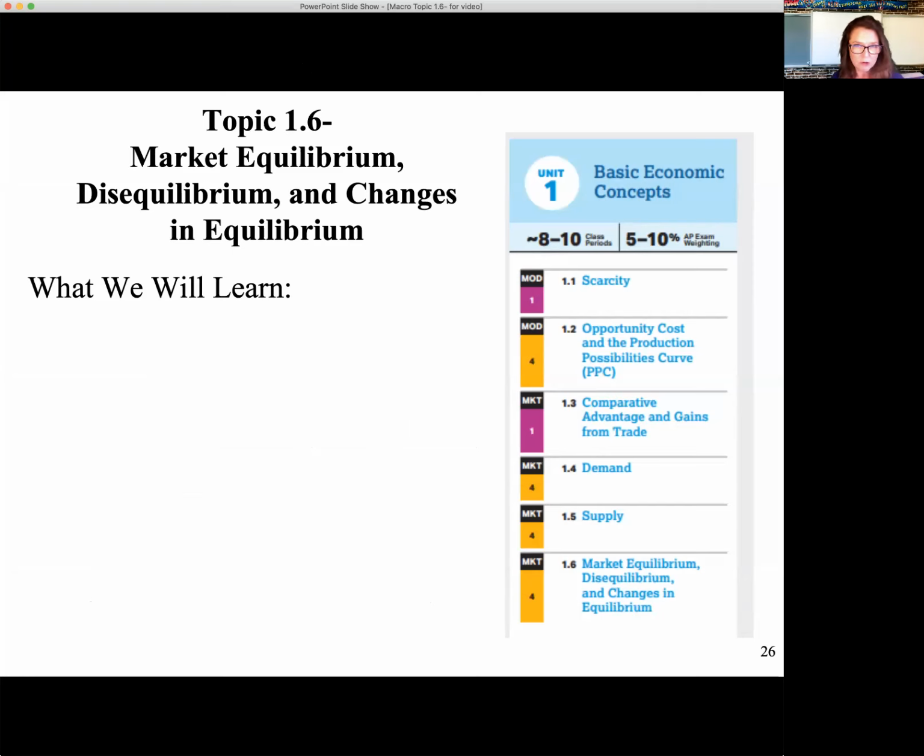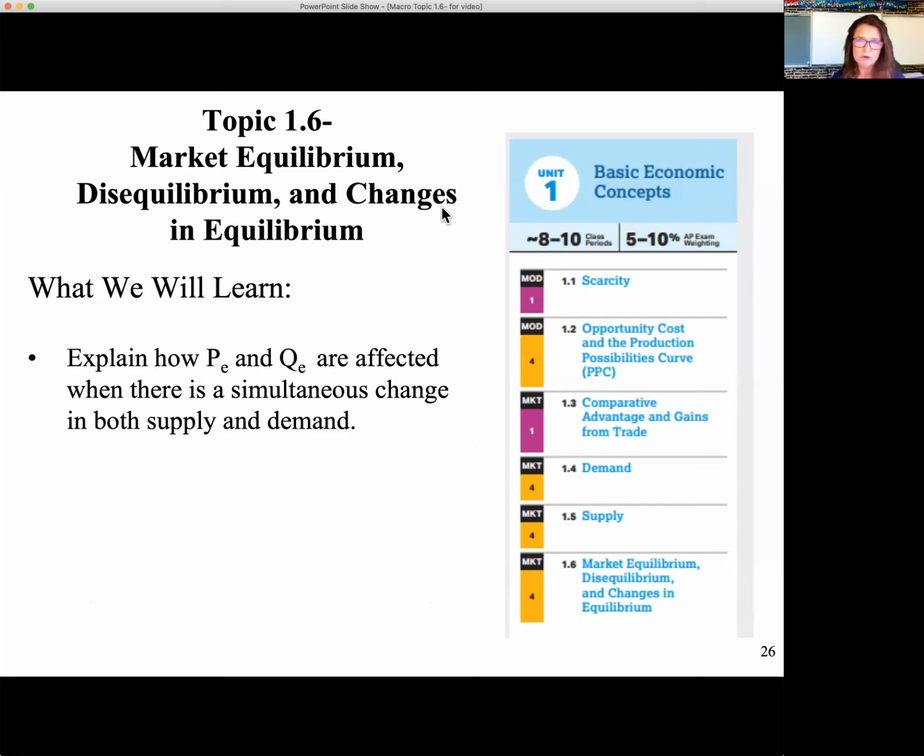So the first thing we're going to learn as we talk this through is to explain how, when we have double shifts, price equilibrium and quantity equilibrium are affected, because I told you that's where all the questions end up being, is what happens to price and to quantity. So when we have a simultaneous shift, we've been doing just demand or just supply and watching what happens. Now we're looking at double shifts.